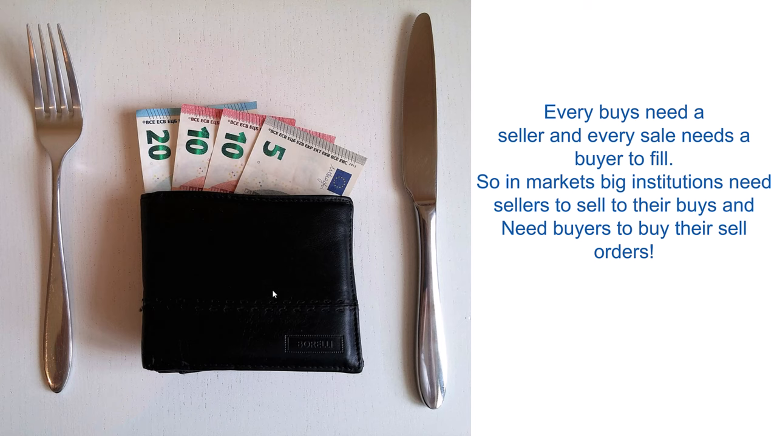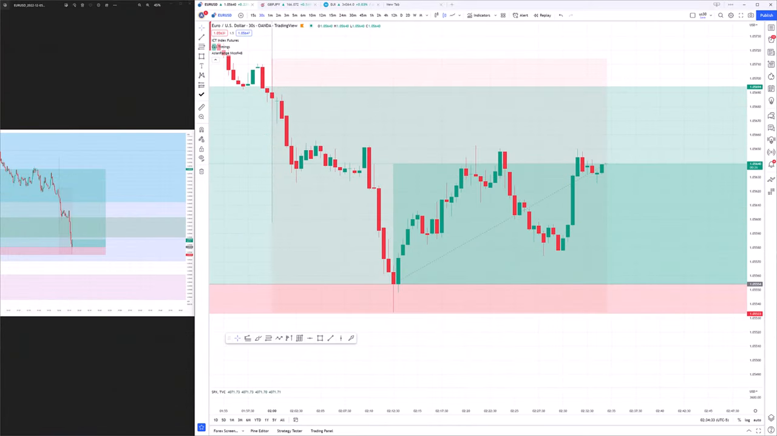They don't care if they are stop losses, limit orders, or stop orders. They just need that money to fill their orders. So now we arrive at a new concept, which is the grab of liquidity. It means that if liquidity is grabbed, we try to enter the market in the opposite direction. I'm introducing you to a very strong concept: no liquidity, no trade.